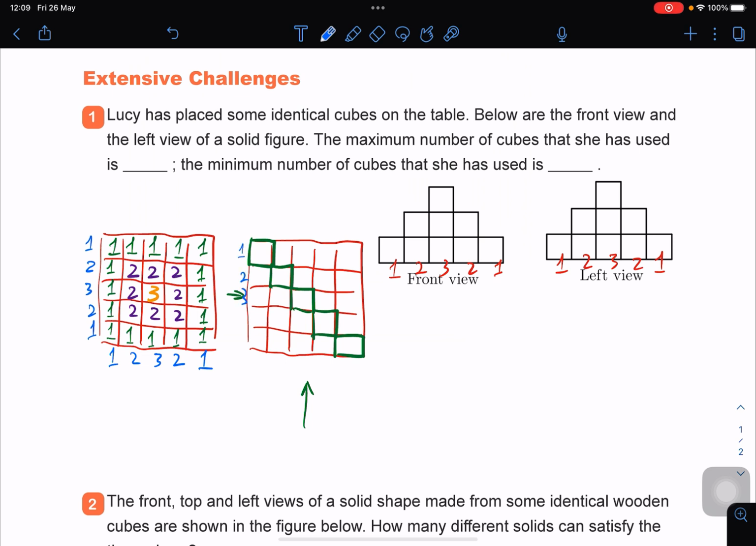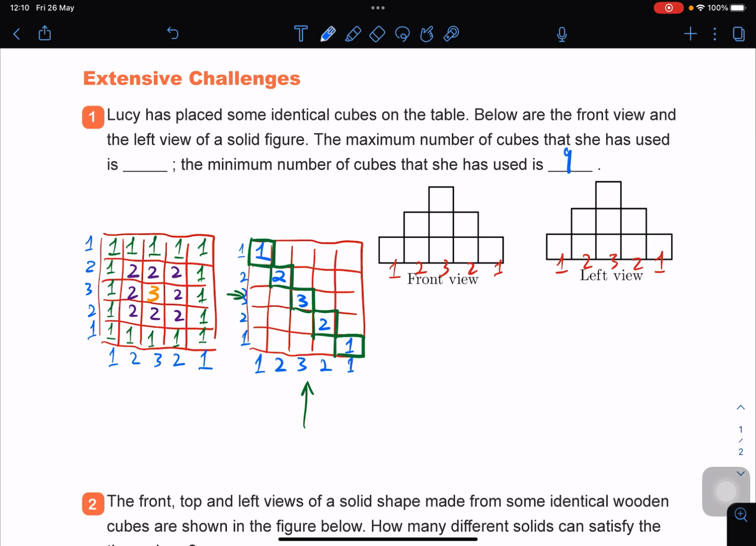And because we have 1, 2, 3, 2, 1 from both the front and the left, at the row with 1, I can put a 1. At the row and column with 2, I can put a 2. And in the middle, I can put a 3. So that's going to be the minimum arrangement, and it's just going to look exactly the same from the front and from the left. So the minimum number is going to be 1 adding 2, adding 3, adding 2, adding 1. That's going to be 9.